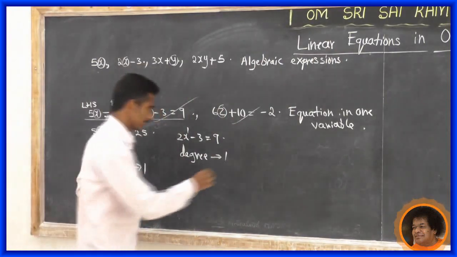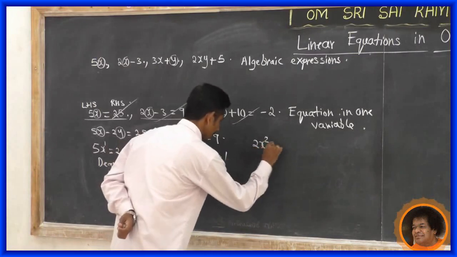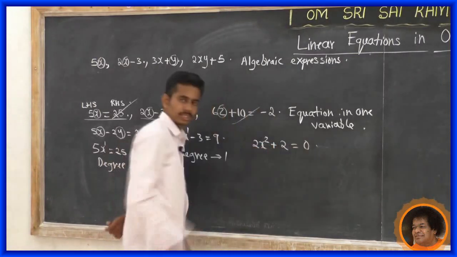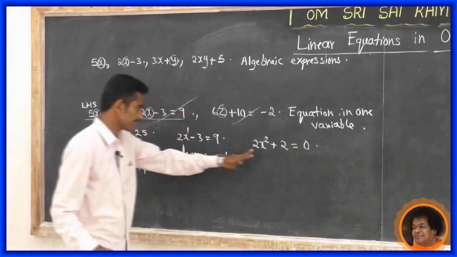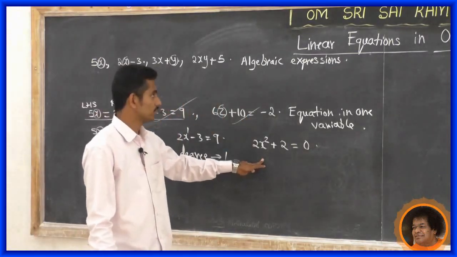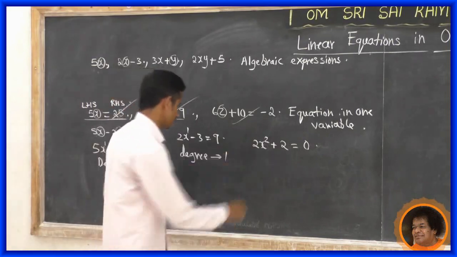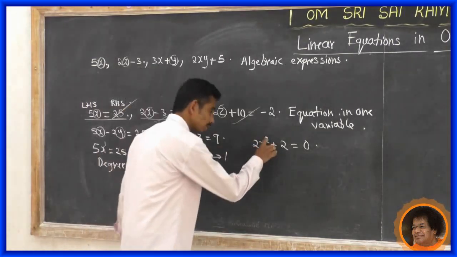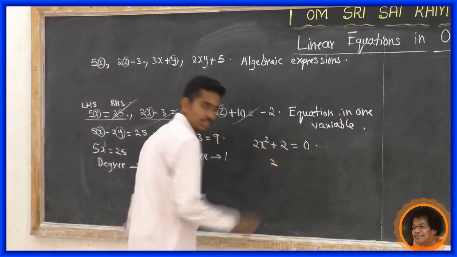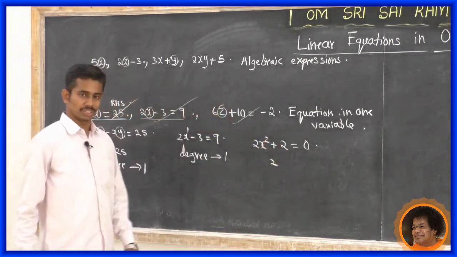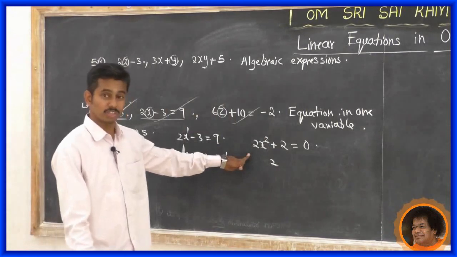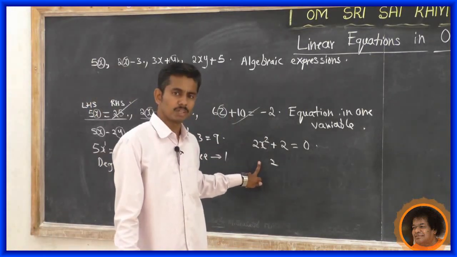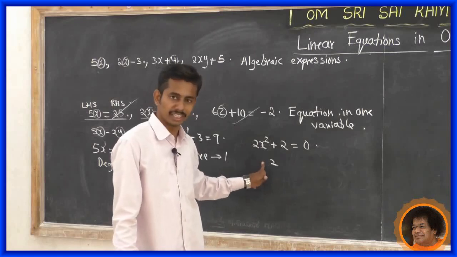I will write another example. 2x squared plus 2 equal to 0. Is it an equation? Yes, it is also an equation, but it is not a linear equation. Find the degree. What is the degree? The highest power of the variable is 2, in x squared. So degree is 2. It is not a linear equation. Another name is given for this equation, that is quadratic equation. It is not a linear equation.